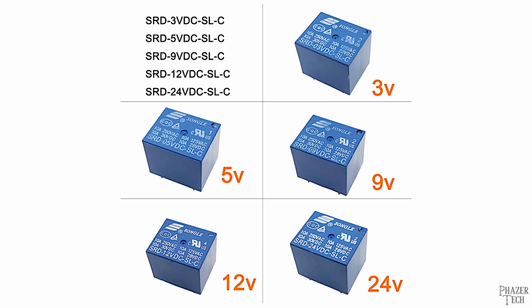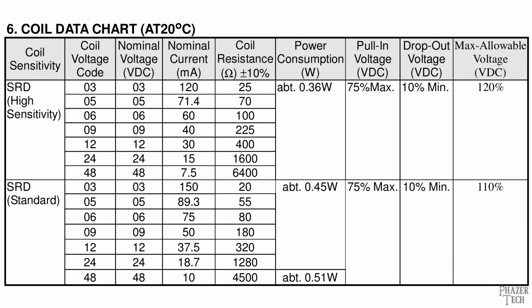For example, the SRD05DC has a coil voltage of 5 volts, and so on. Here's a list of the different models from this family of relays with coil voltages up to 48 volts. Again, all these models are exactly the same except for their coil voltage and the required current. The higher the coil voltage, the lower the current requirement is. You'll also notice there's high sensitivity variants which have lower current requirements than the standard ones. Now, since I'm using the 3 volt variant, this one requires the most current at 150 milliamps. This means the transistor I choose needs to provide more than that.